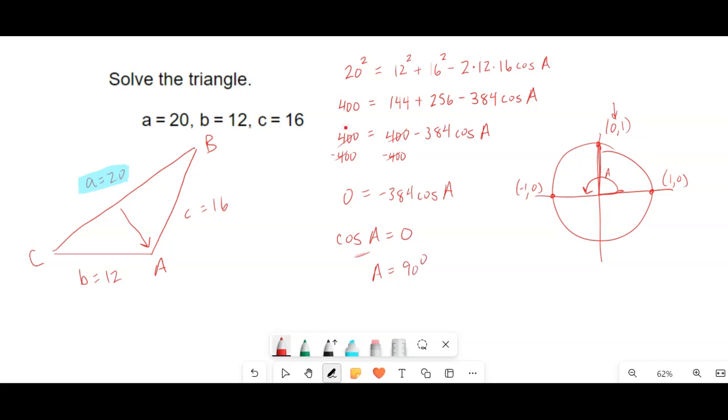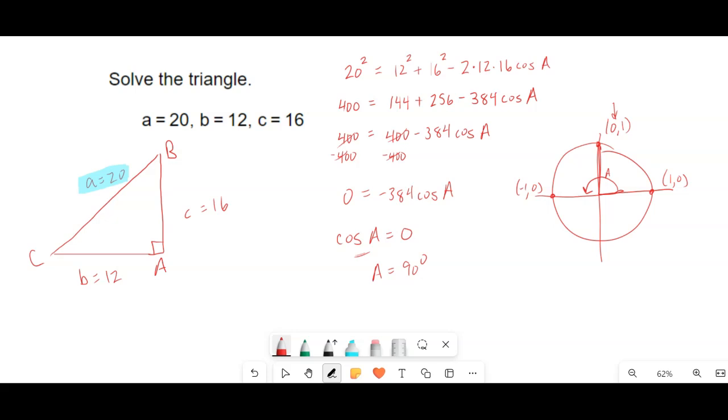So obviously that's not to scale. It should look something like that. All right, you do not have to redraw this when you're doing it. I'm redrawing it because I just want you to see the actual visual here. So A is 90 degrees, okay? So now I know that C and B are complementary.